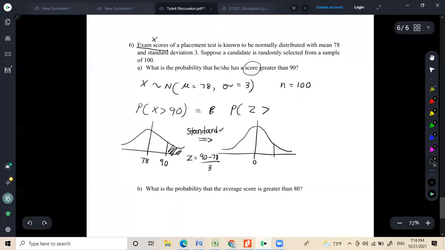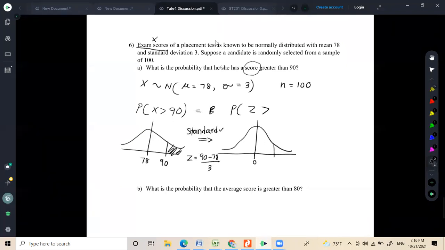Let's do the calculation. 90 minus 78. You don't need a calculator to do that. Yes, it is 4, right? 90 minus 78, 12 divided by 3, 4. So the Z score is 4. This is what you need.